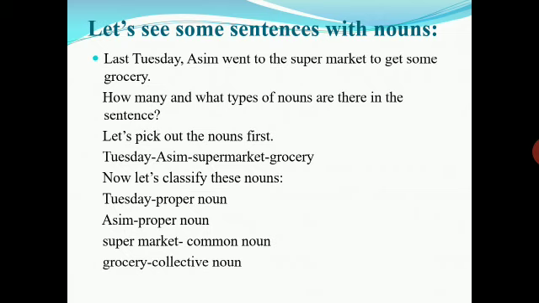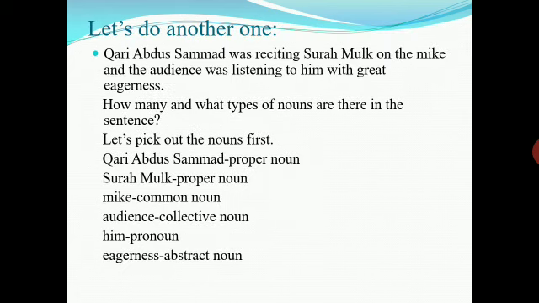Now let's classify these nouns. Tuesday, it's a proper noun because it's the name of a day. Asim, it's a proper noun because it's the name of a boy or a person. Supermarket, it's a common noun because we have many supermarkets. Grocery is a collective noun because a list of grocery contains many types of things that can be meat, vegetables, fruits, dry grains, poultry, many things. So it's a collective noun. Now let's do another one.